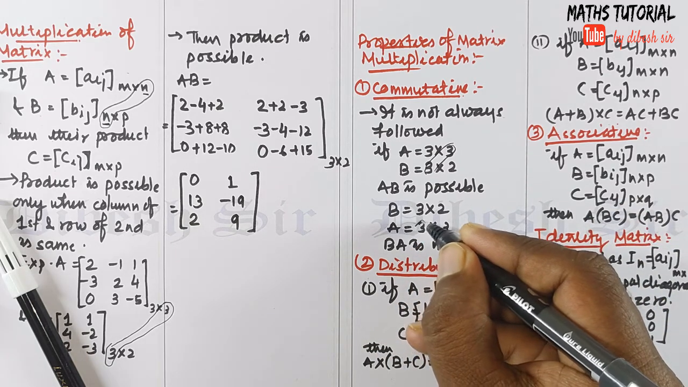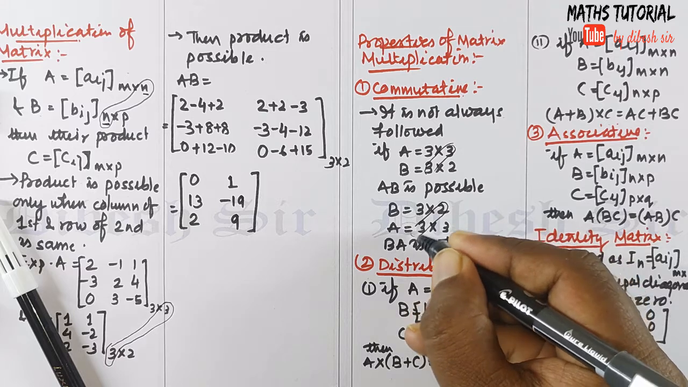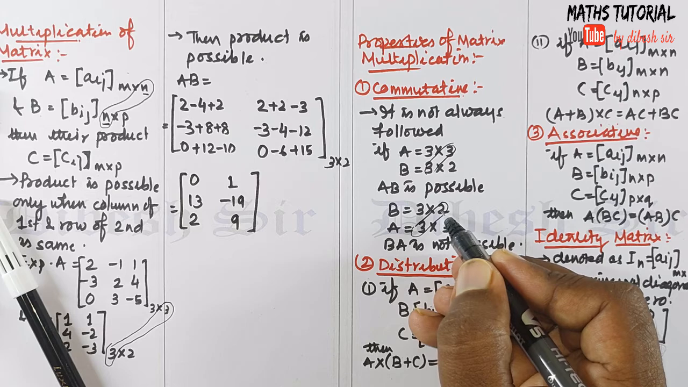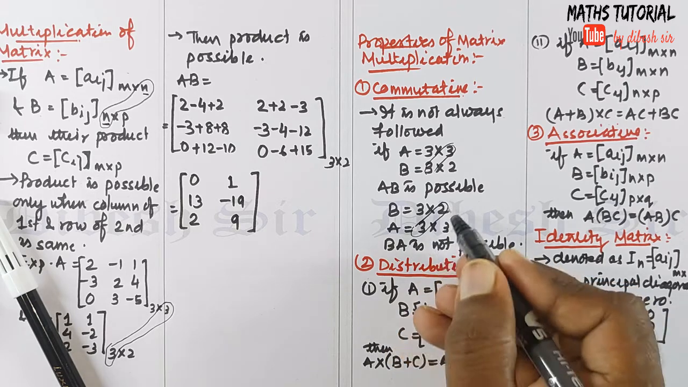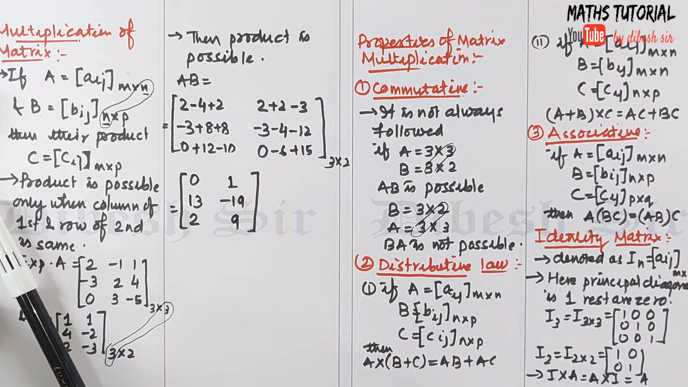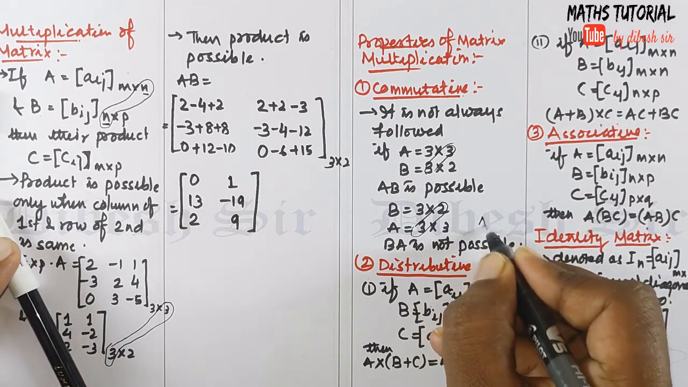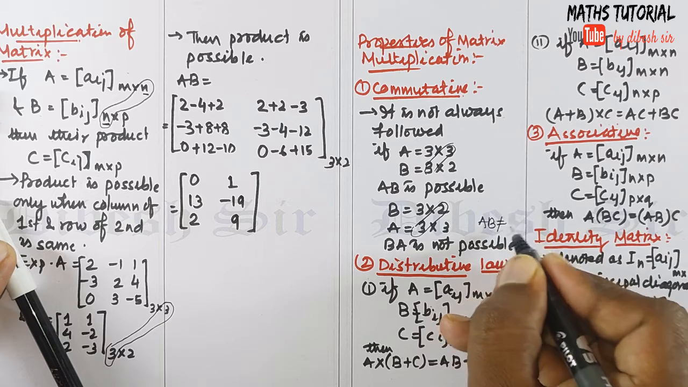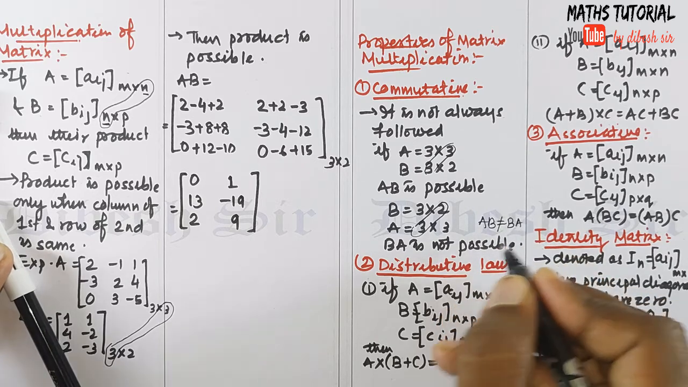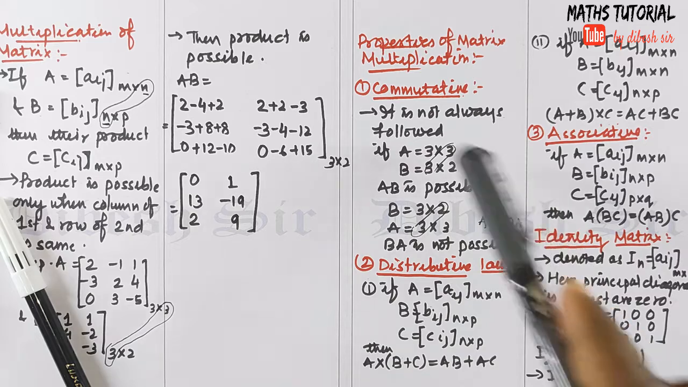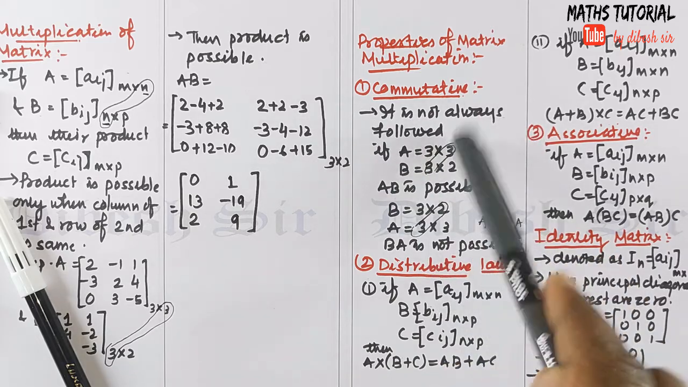Here if you check, these two are not the same. That is, the column of the first matrix and the row of the second matrix are not the same. So BA is not possible. So clearly AB is not equal to BA. Remember that in this case. But there are some other cases also where you can find AB is equal to BA. So I have written it is not always followed.